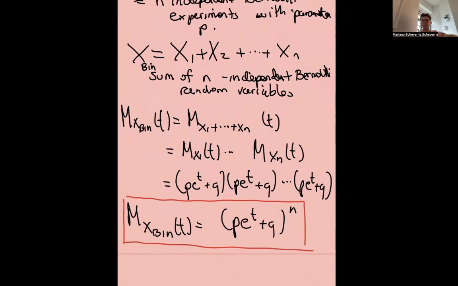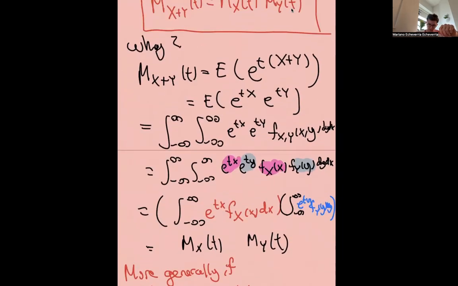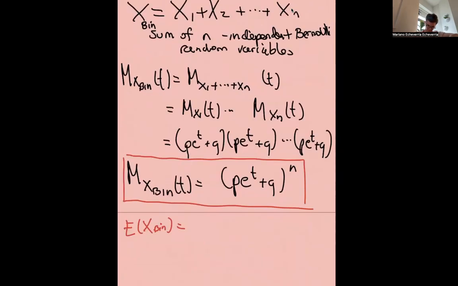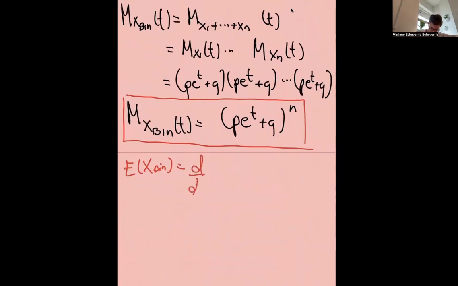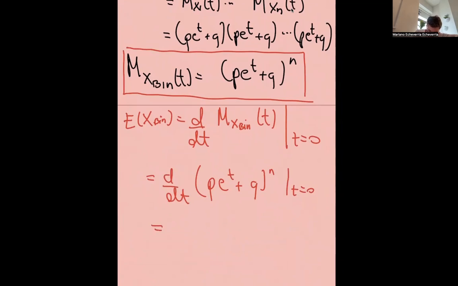So what is the expected value of the binomial distribution? If you look at the formula that I gave you a couple minutes ago, the expected value would be the first derivative of the generating function with respect to t. So it is the derivative with respect to t of p e to the t plus q to the n at t equals 0. And what is that? You have to use the chain rule at some point, right? This is n times p e to the t plus q to the n minus 1 times the derivative by the chain rule. You have to multiply by the derivative of the inside, and this you evaluate at t equals 0.